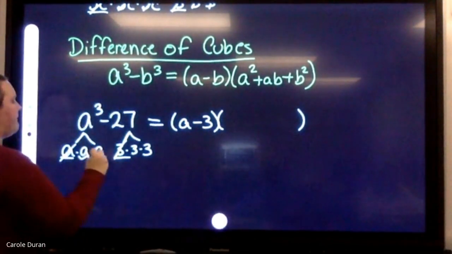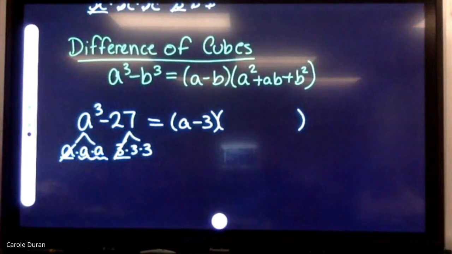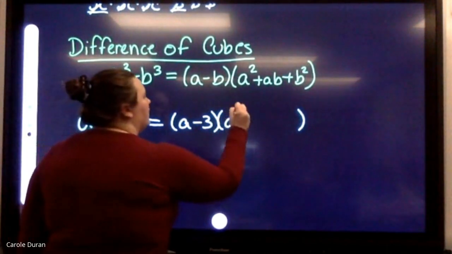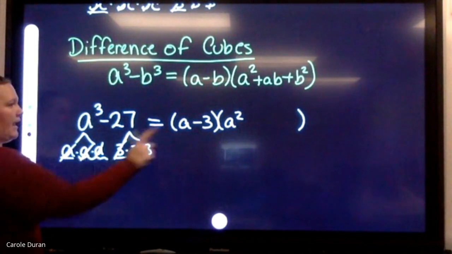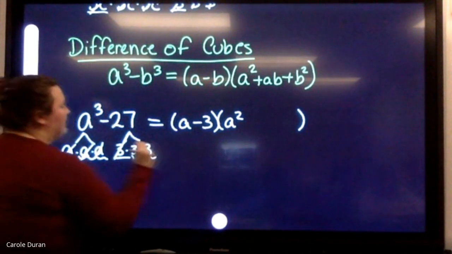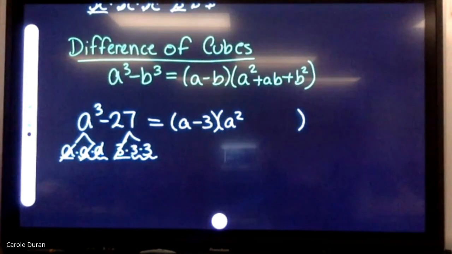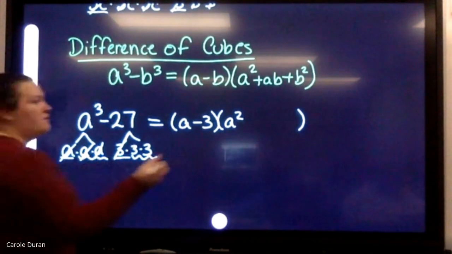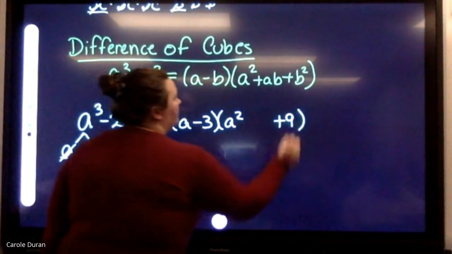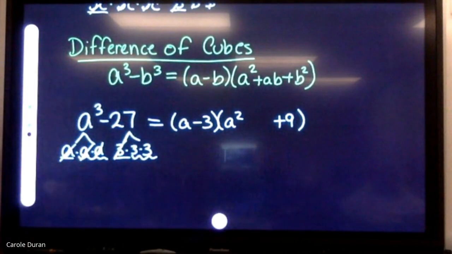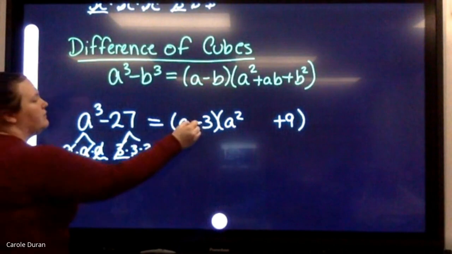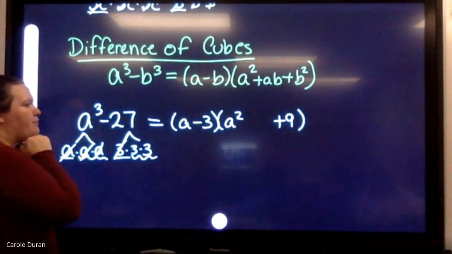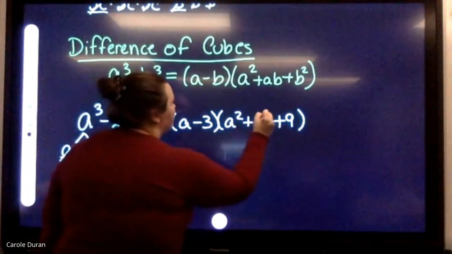I take what's left from my first term. So a times a gives me a squared. I go to my third term, which is what's left from my second cube. 3 times 3 is 9. And then to find the middle term, I multiply these two together and take the opposite sign. So negative 3 times a is a negative 3a. Opposite sign makes it positive 3a.